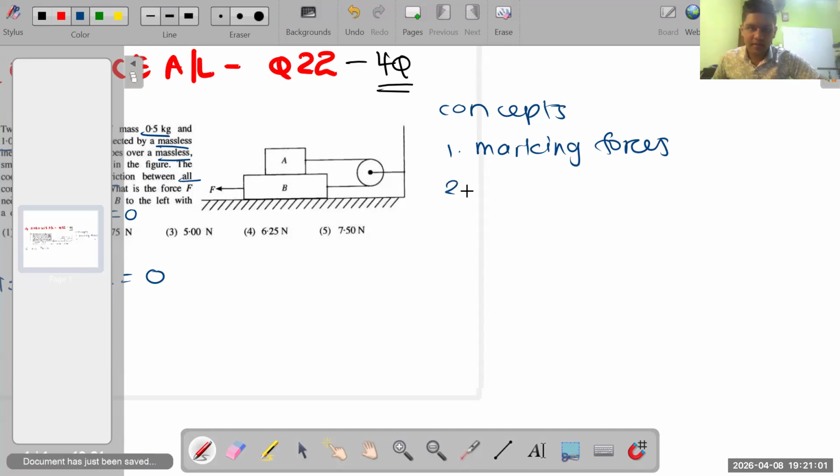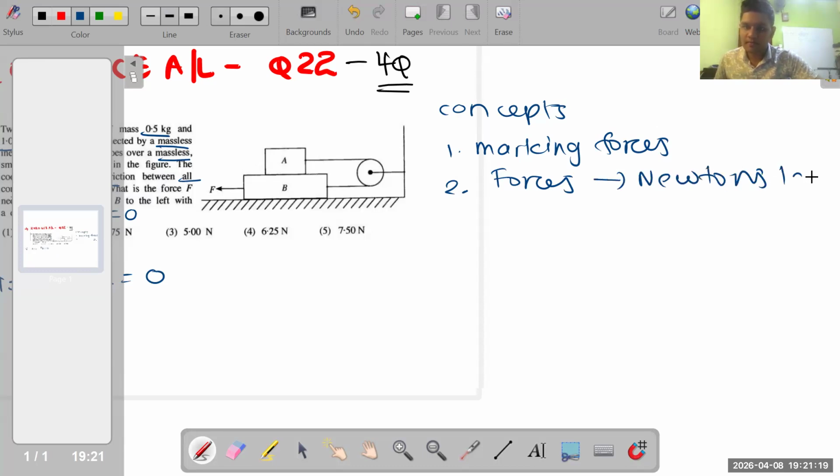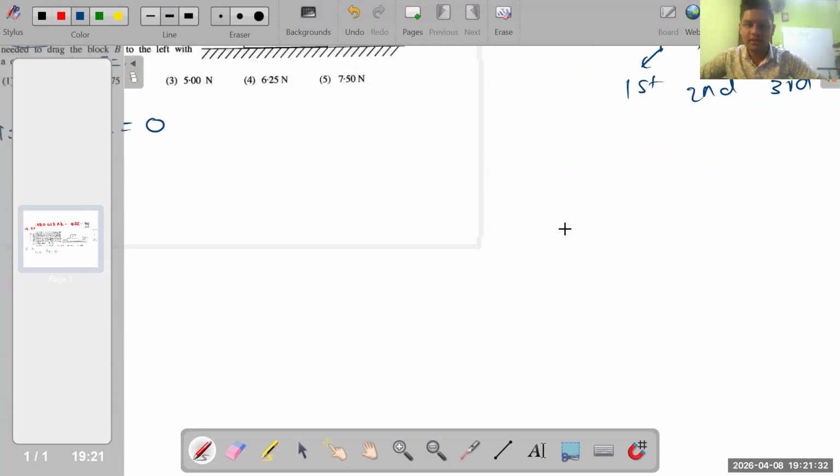Second, we can see that there are forces here, so we should have the knowledge of forces. When it comes to forces, there are mainly three laws which we know. Even the older students know Newton's laws. There are three main laws with respect to linear motion, the motion which we study under mechanics: Newton's first law, second law, and third law. Okay, now let's go into the working part.